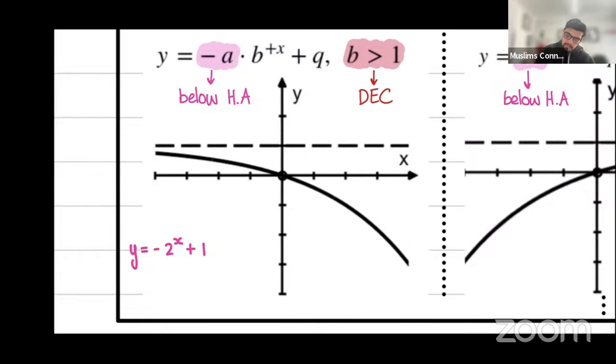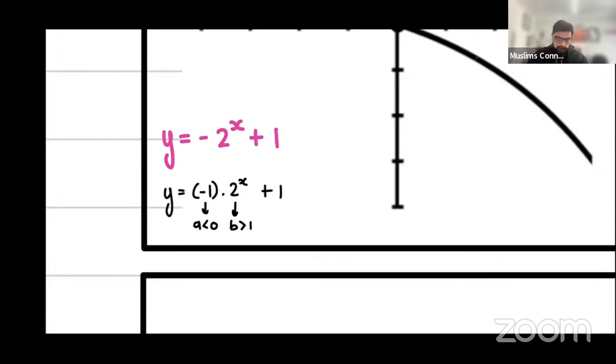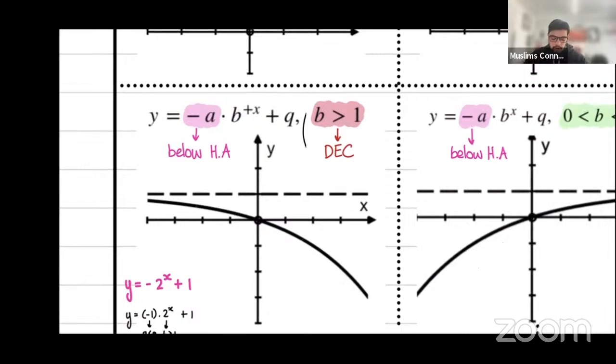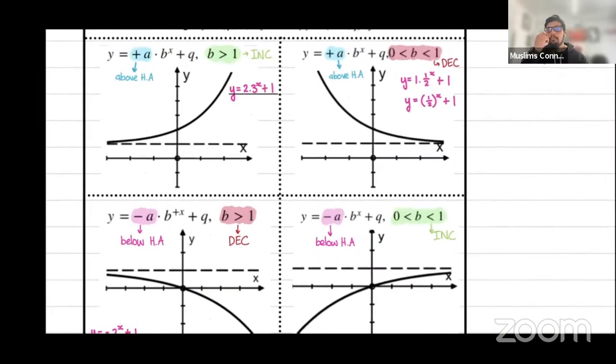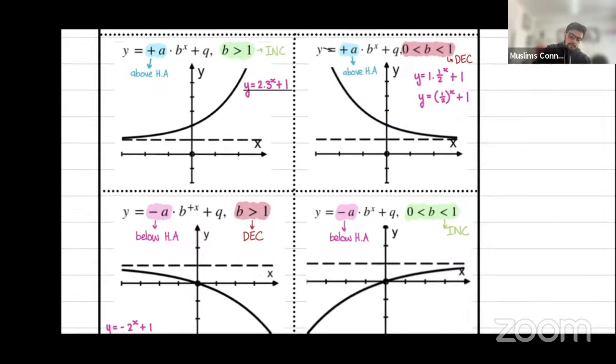So in this case, just be careful. It may look like b is negative. B is never negative. This is actually the same as y is equal to negative 1 times 2 to the power of x plus 1. So we can see that a is negative, b is greater than 1. So that's what tells us the shape. A negative, b greater than 1, we must memorize that is below the horizontal asymptote and decreasing. It's best to memorize this table. It makes life a lot easier if you memorize all of this.